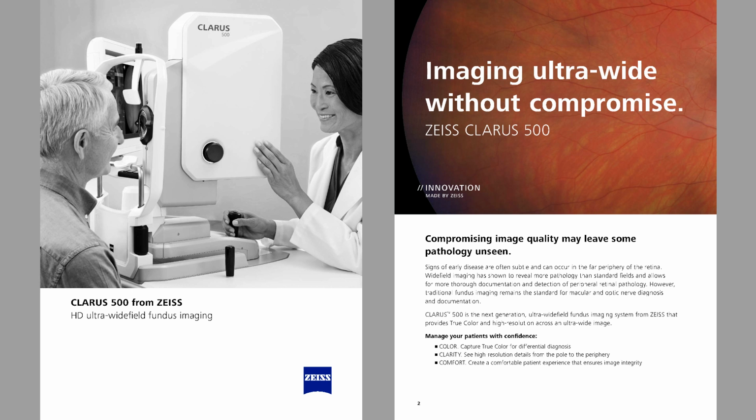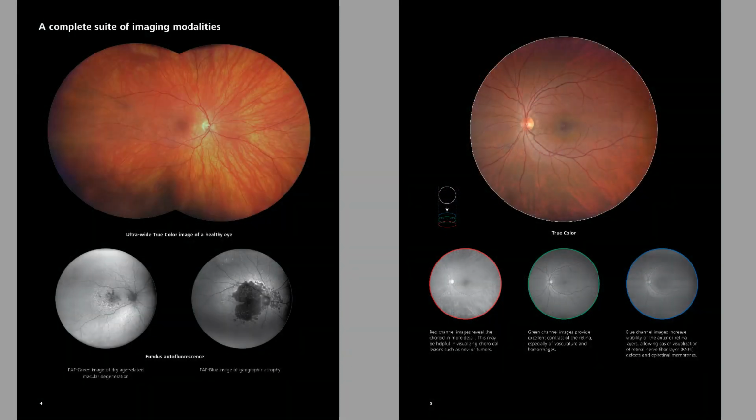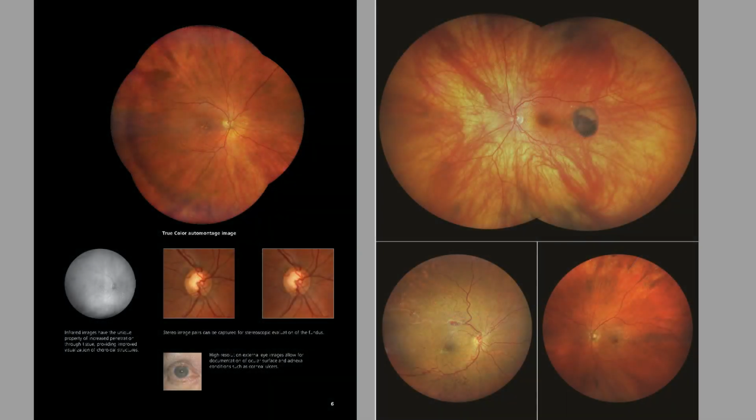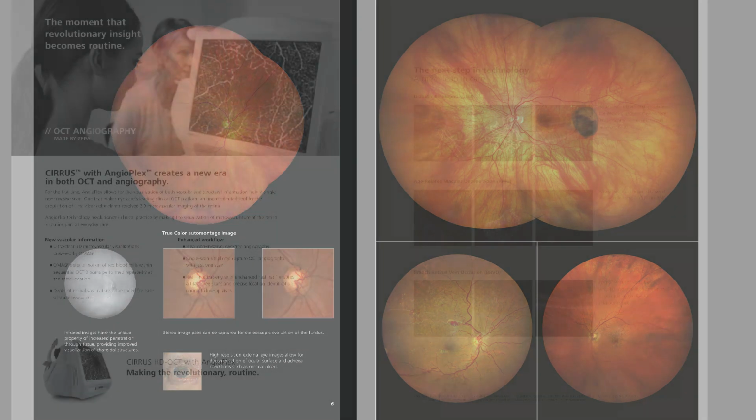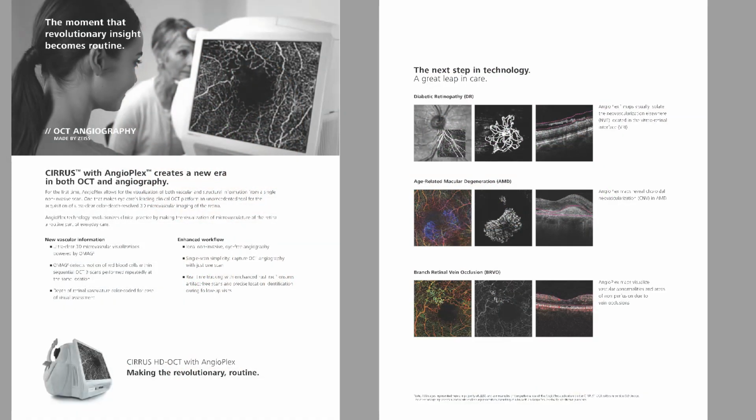So the Clarus 500 is what we've been talking about this morning, with ultra wide field imaging that gives you some spectacular, literally eye-popping pictures that come out of this unit. So you can see a few here. And there are other products that they're going to be talking about today, the ZEISS line of OCT products. ZEISS is a family of OCTs.